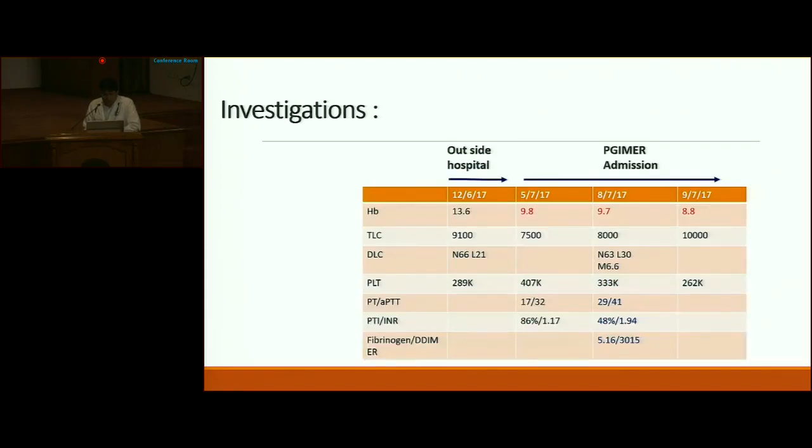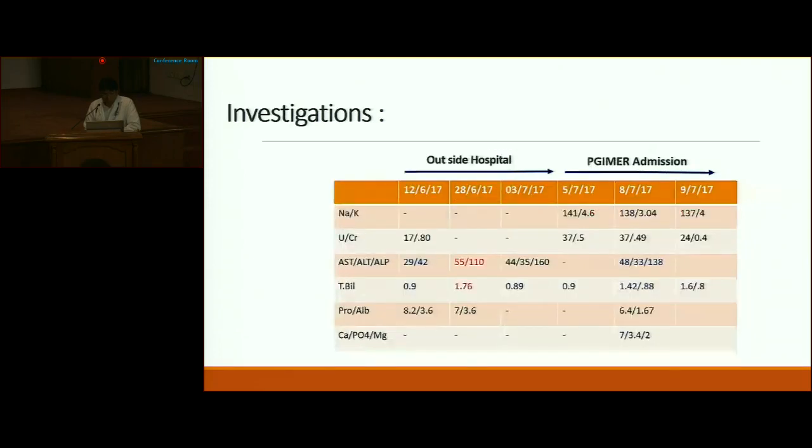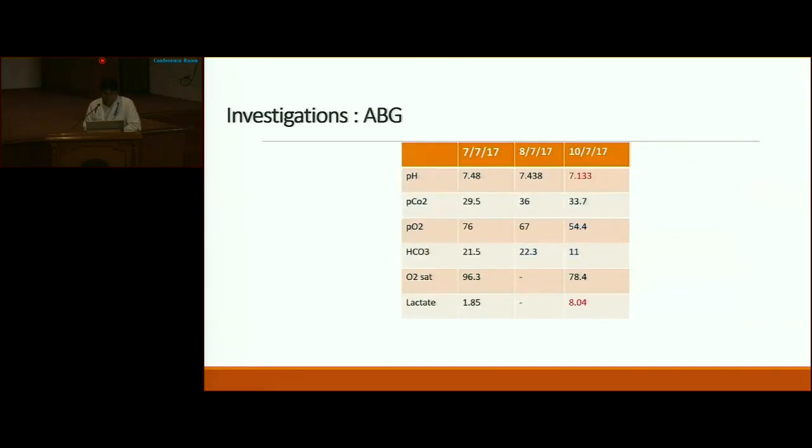Other investigations, hemogram: there was a decrease in the Hb level after getting admitted in the PGI, most probably due to the nasal bleed or hemoptysis. Rest was normal. Biochemistry, there was a slight derangement of LFT. SGOT and SGPT were 55 and 110, that was after starting the ATT. ATT was started on 12th and this is the 20th value. And total bilirubin was 1.76. ABG was initially normal, and in the terminal event there was a metabolic acidosis, that is lactic acidosis.